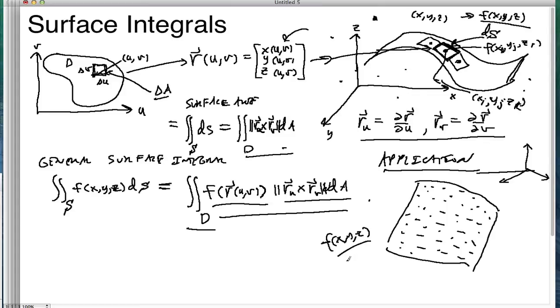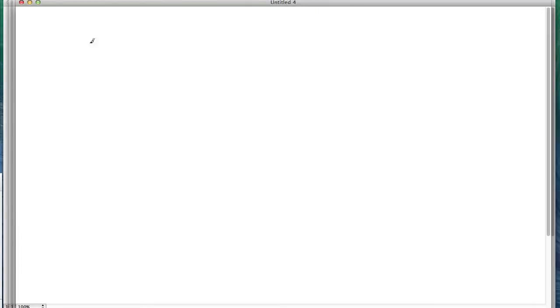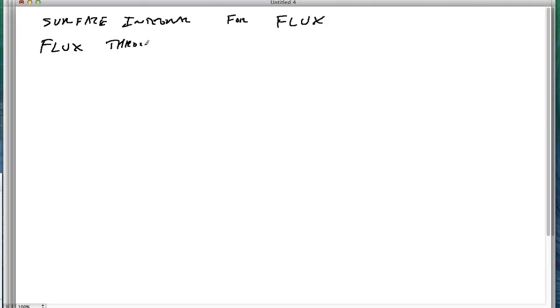Okay, so that's good. But the real application, so this is sort of the mundane version of surface integrals. The real interest we have now is what we call a surface integral for flux, or we'll just call it a flux integral. A flux over, or I should actually say through, a surface.